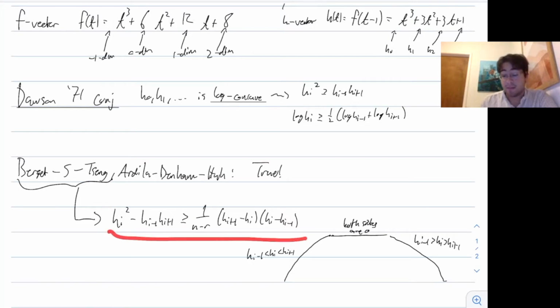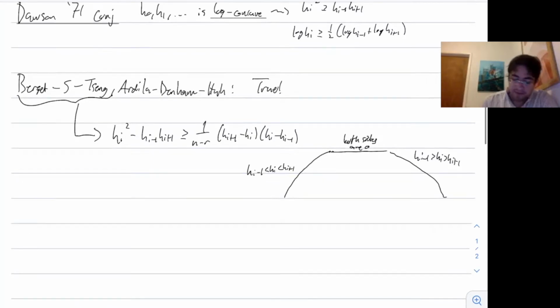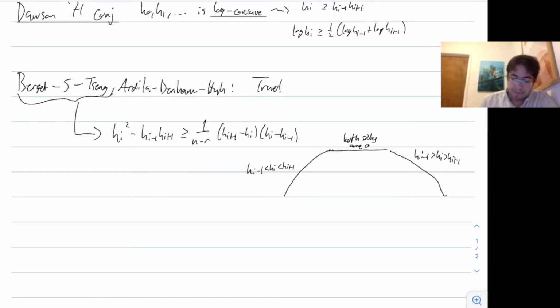So this seems to be the morally correct, sharper inequality. And this basically establishes that this H vector sequence is strictly log concave, except when it plateaus at the top, which it can also do. So, it is what it is. Okay, so what is this strategy that we have for establishing log concavity?